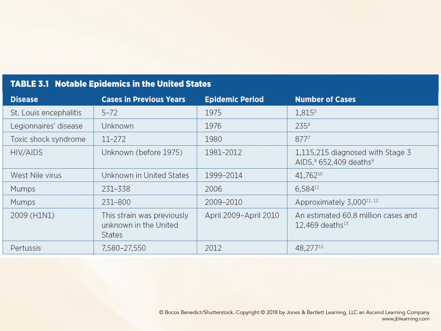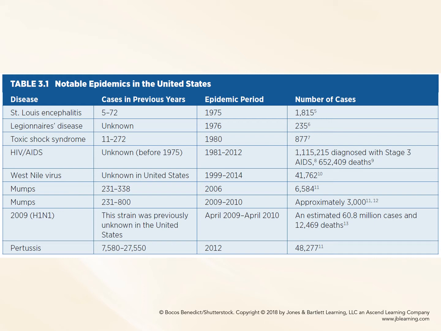Here we have a table of notable epidemics in the United States. In the first column, we see the disease name. In the second column, the cases in previous years. In the third column, the epidemic period, how long it lasted. And then the last column, the number of cases.